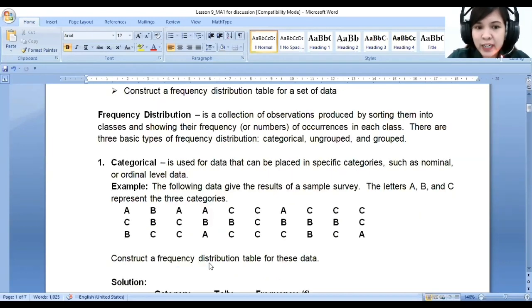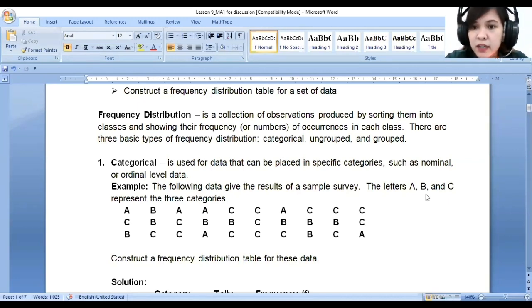So the first one is categorical. Categorical frequency distribution is used for data that can be placed in specific categories such as nominal or ordinal level of data. When you were in senior high school, grade 11, you have encountered the subject statistics and probability, am I right? And then in statistics, you were being taught in the beginning about the 4 level of measurements that are the nominal, ordinal, interval, and ratio. The nominal is the lowest level of measurement. When we say nominal, those are variables that appear as categories. Example, gender, yun. Diba? You can categorize as male or female.